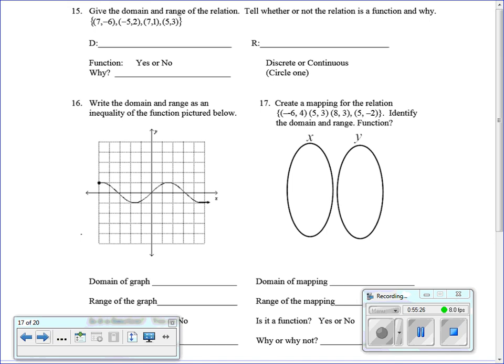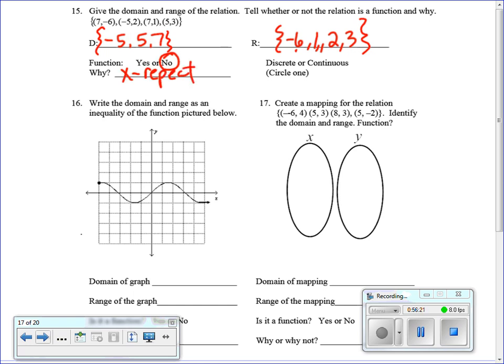15 says give the domain and the range for each relation. State whether the relation is a function and why. So our domain in this case is -5, 5, and 7. These are all the x values that appear. Remember that we do not repeat any x values. We don't repeat any y values either when we do the range. We only have to list them once. Our range in this case would be -6, 1, 2, and 3. Again, put them in order from least to greatest, and don't write any values that repeat. Now, is this a function? The answer to this question is no, and the reason why is because the x's repeat.